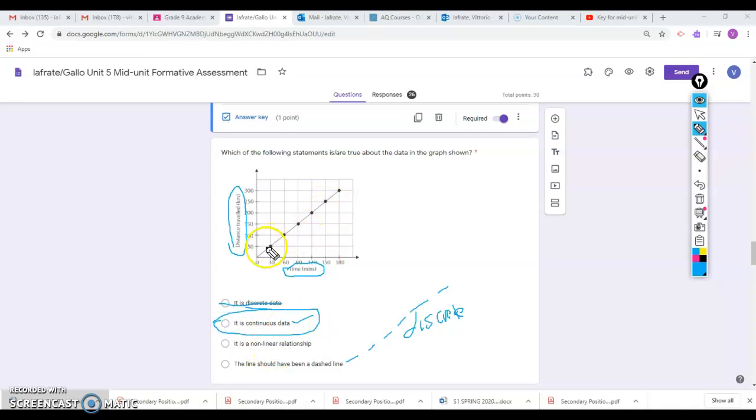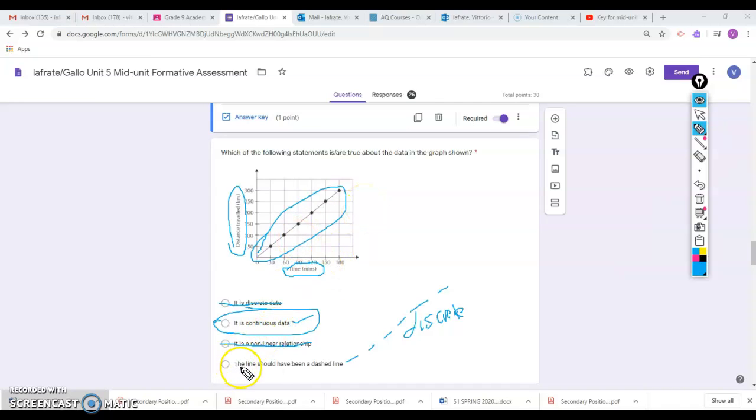Is it a nonlinear relationship? Well, if you look carefully, you can see that it's a line. So it is a linear relationship. That's just looking at it visually. If you want to determine it more mathematically, you can try to find first differences between x and y to see if it was actually a line. But visually, it's a line here.